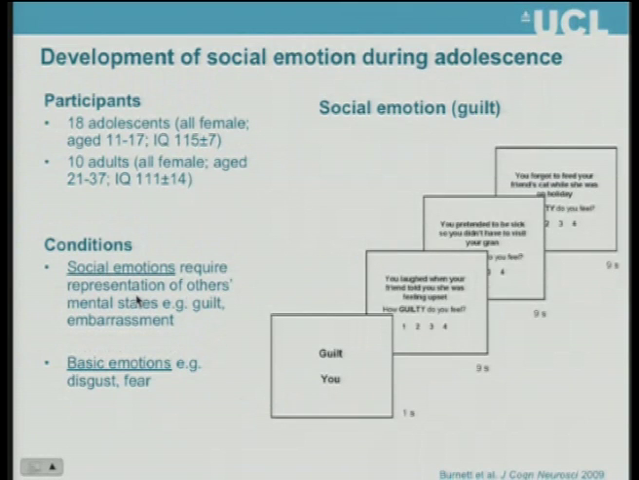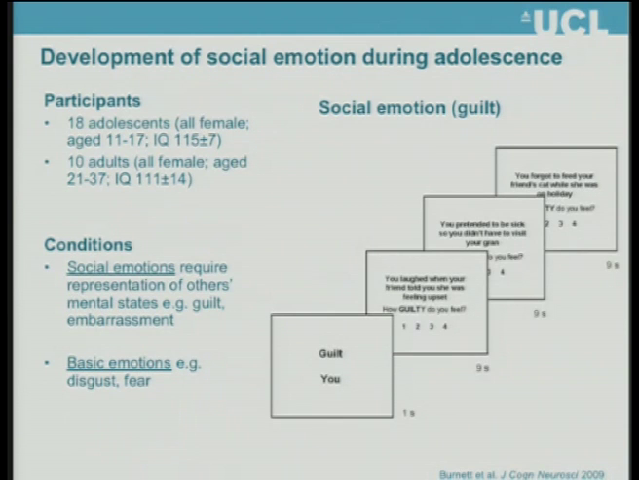So we compared social emotions, there are a few examples here from the guilt condition, to the neural processing of basic emotions like disgust and fear, which don't require the representation of someone else's mental states to be understood or felt. So subjects lay in the scanner and just read many scenarios that were designed to evoke low-level feelings of certain emotions, these 4 different emotions.